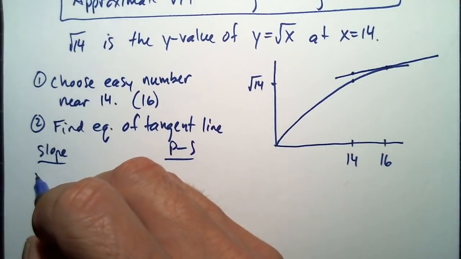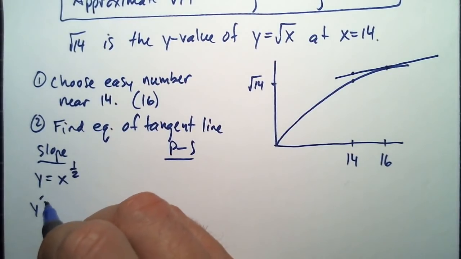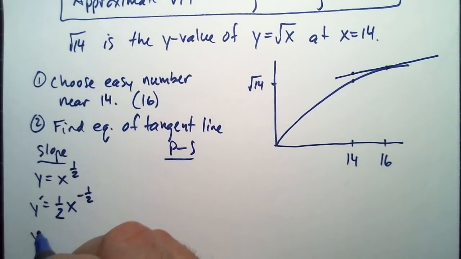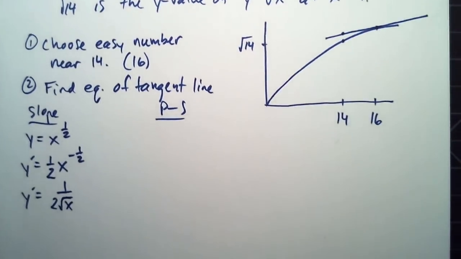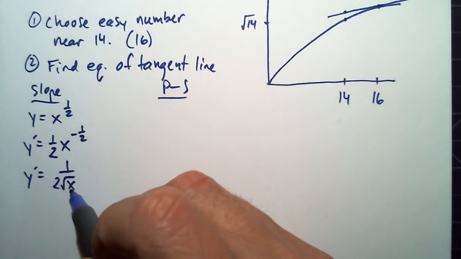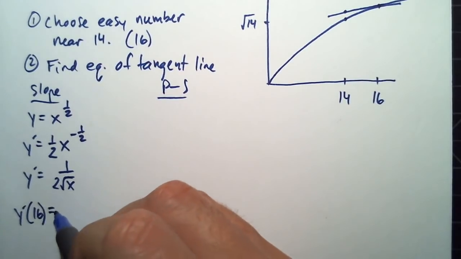So we have y equals x to the 1/2. y prime equals 1/2 x to the negative 1/2, which is 1 over 2 radical x. The negative exponent means write it as the reciprocal, and let's evaluate this at 16.